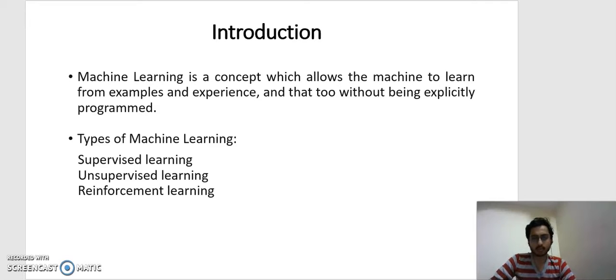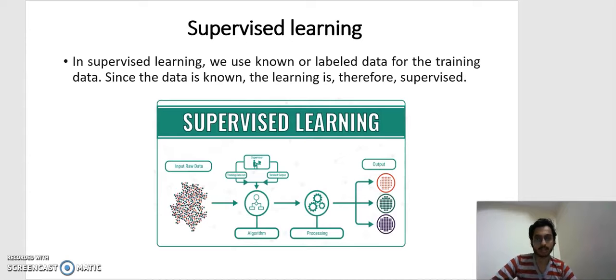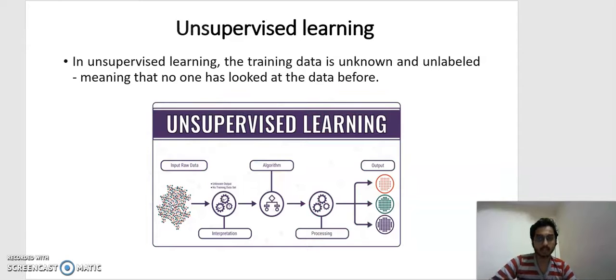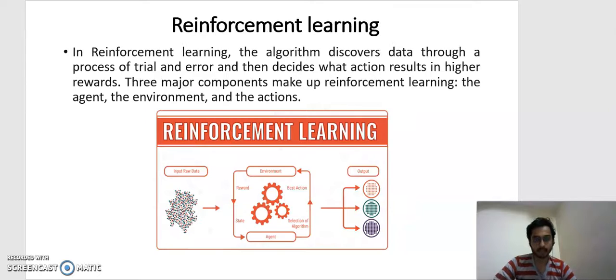There are various types of machine learning: supervised, unsupervised, and reinforcement learning. In supervised learning, known or labeled data is used, as shown in the diagram. In unsupervised learning, unknown or unlabeled data is used, as shown here. In reinforcement learning, the algorithm discovers data through a process of trial and error and then decides what action results in higher rewards, as it is shown here, and the output is given.